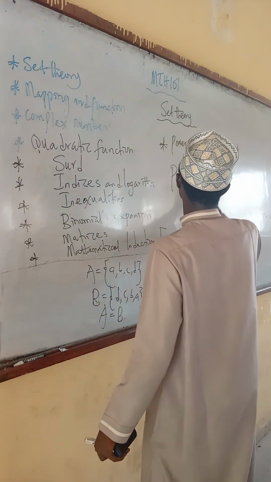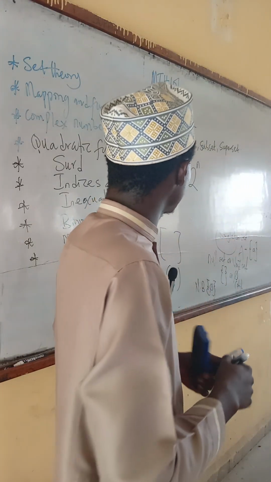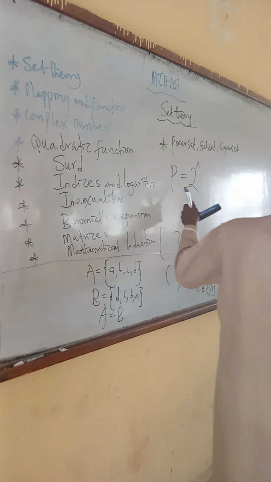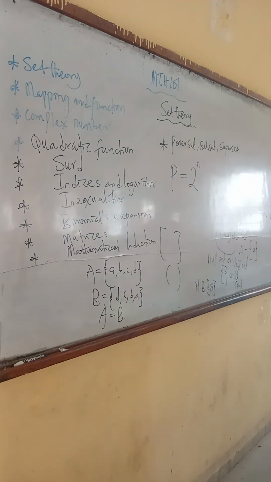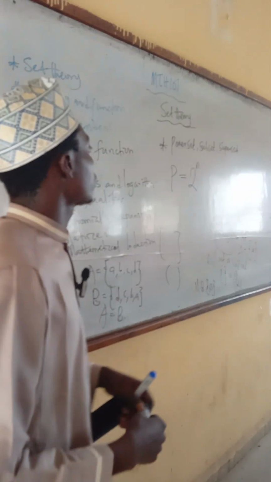and is given by 2 raised to the power of n. Power set is denoted as P and is given by 2 raised to the power n. Full stop.